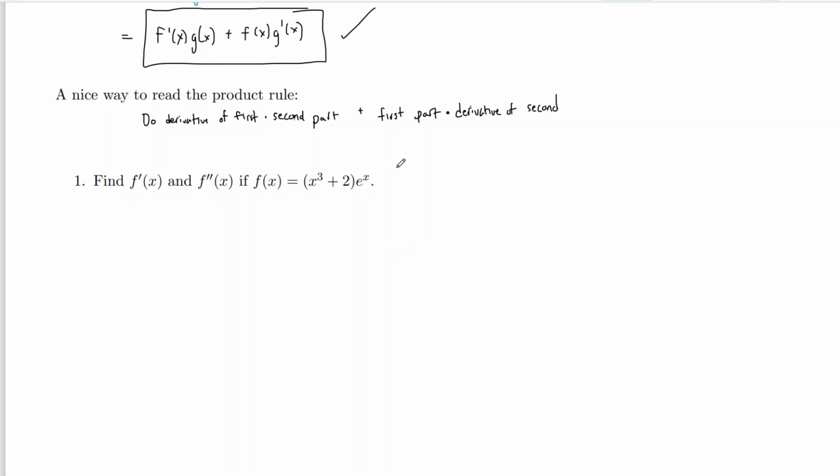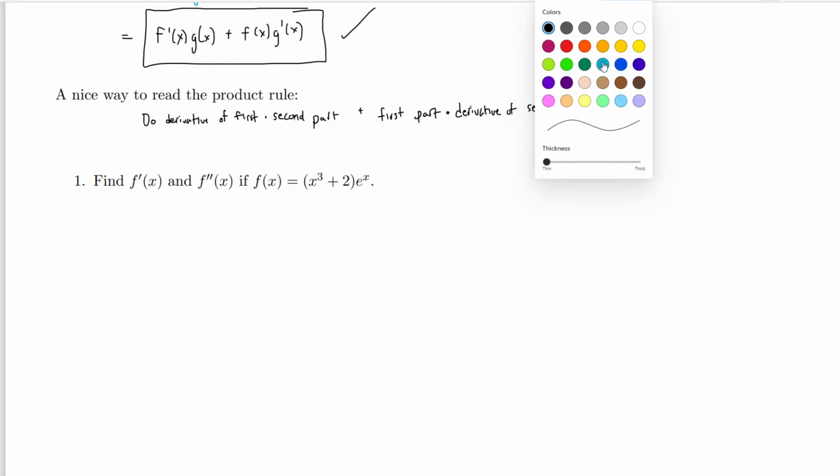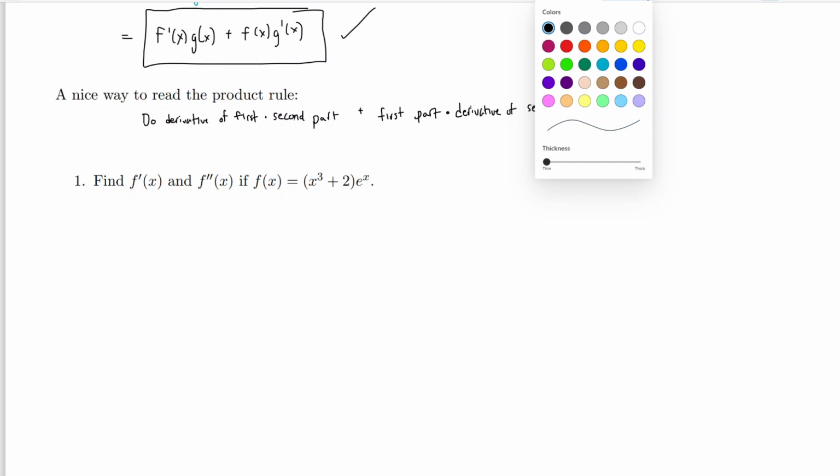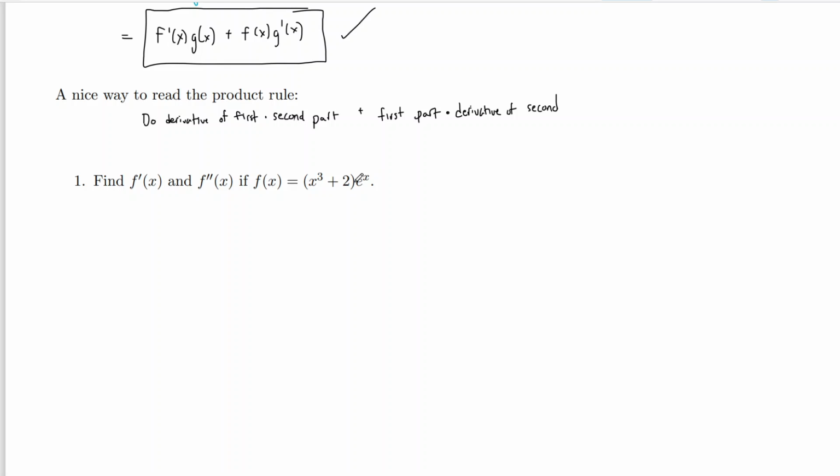All right, well, what I'd like to do, especially when we're just starting to learn the product rule, is really point out why we're doing the product rule and how to set it up. Okay, so the product rule, like I just described, you can't get rid of it. Can't get rid of the multiplication by distributing, so we are going to have to use the product rule.